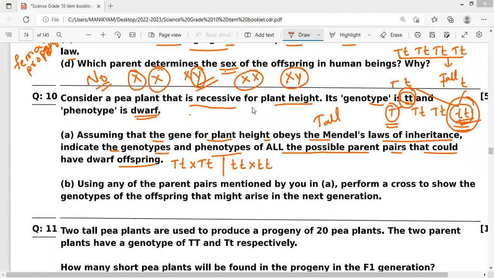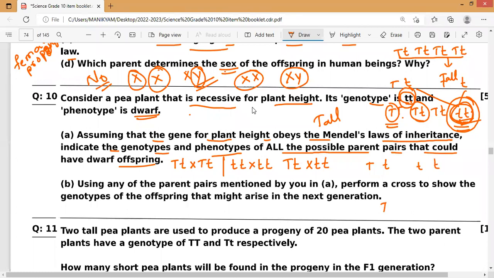Next one. Yes, sir. I will take capital T, small t crossed with small t, small t. Have you noticed it? In this F1 crossing, I will take this one and this one. If I cross, all of you make the possibilities. Ultimately, I want to get a genotype of small t, small t. So what will the gametes be? Capital T, small t, and small t, small t.